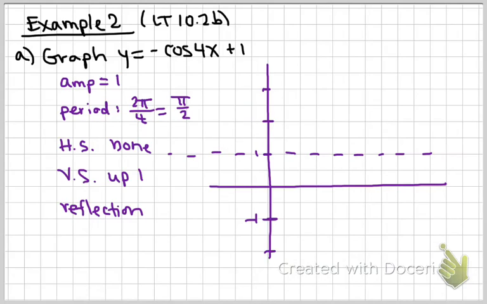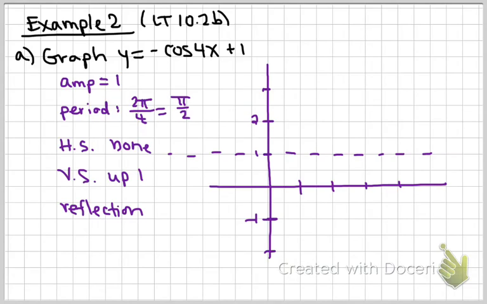And now I need to find those 5 key points. So I'm going to start out the way that I always did. Because there is no horizontal shift, I know that I am going to start at 0, 0. Because this was a cosine, I would have typically started up at my amplitude, which means off that center line I have to go up 1, which would put me up to 2. I would also have to go down 1, which would put me back down to 0.